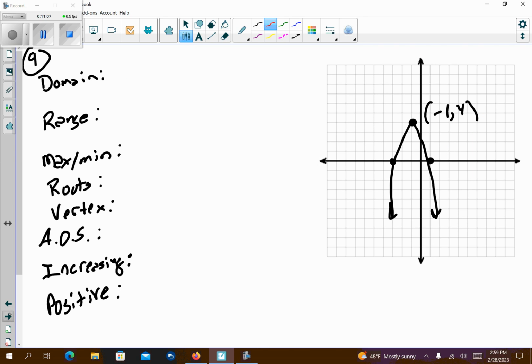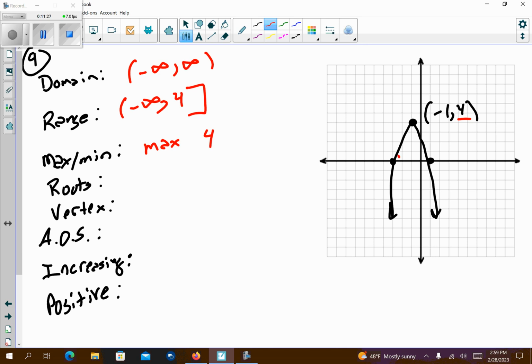All right, problem number 4, our domain, negative to positive infinity. Our range, we're going bottom to top, so from negative infinity to 4, square bracket, because that's a point. That is a maximum, and our max value is 4. It's always the y value.